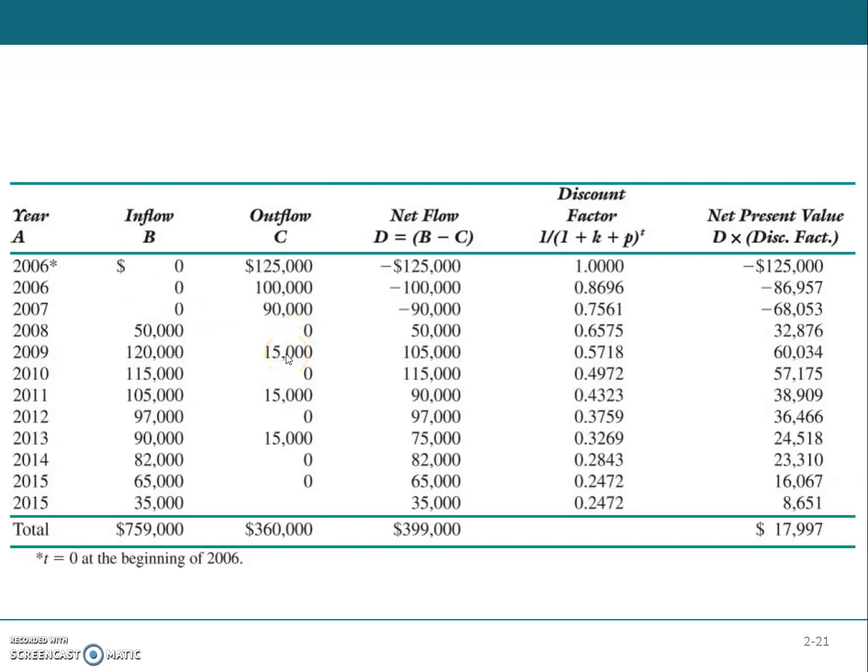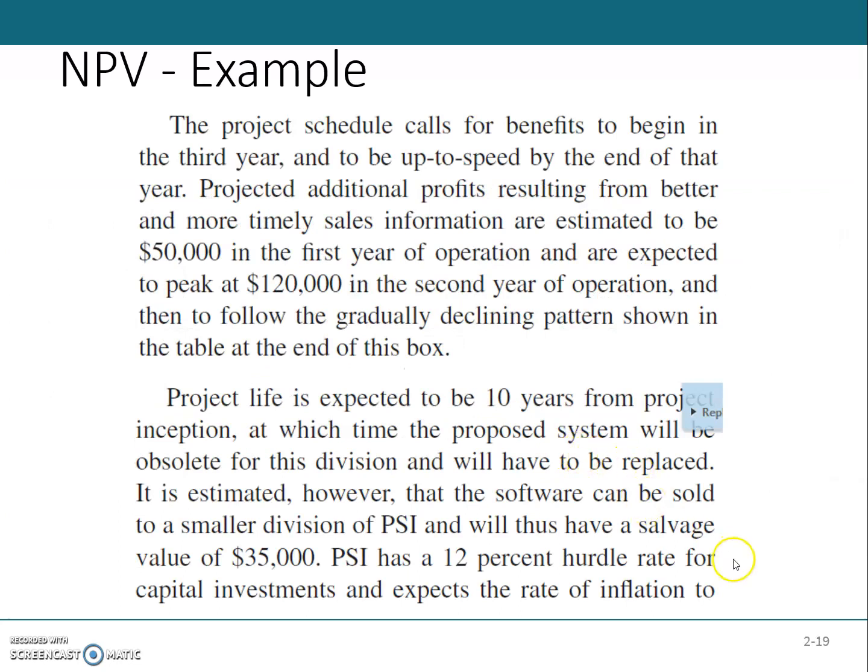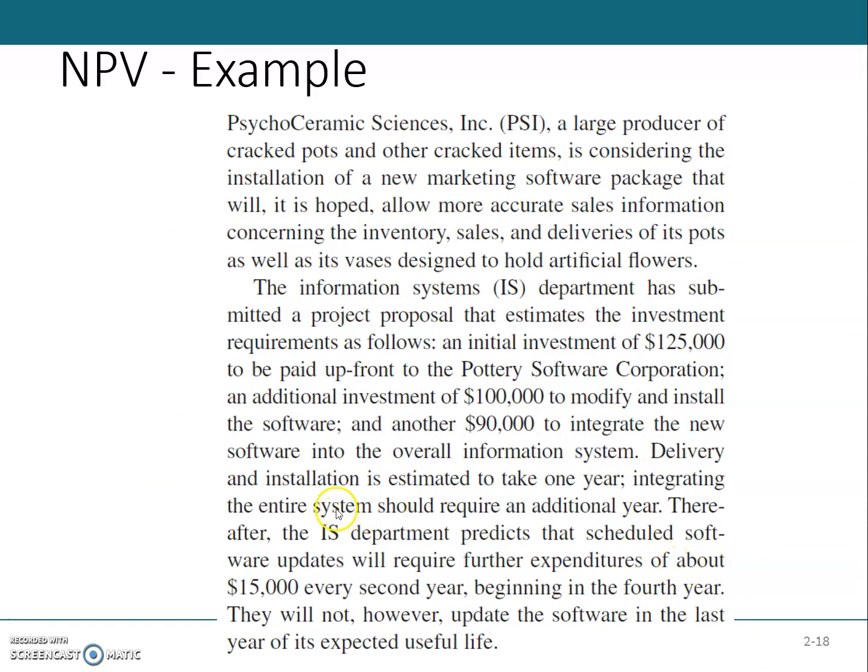And then the maintenance expenses were $15,000 every second year, so every second year after the system was established. It is mentioned over here: thereafter the IS department predicts that the scheduled software updates will require further expenditures of about $15,000 every second year. And in the last year of the operation there will be no update.